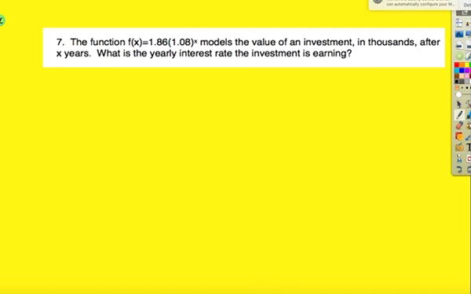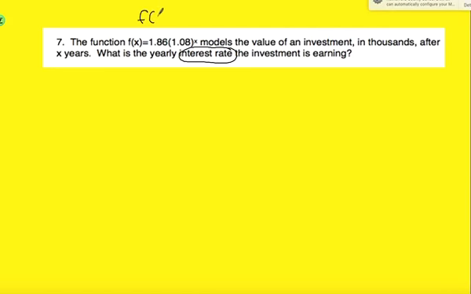Number 7 says the function f of x equals 1.86 times 1.08 to the x models the value of an investment in thousands after x years. What is the yearly interest rate the investment is earning? So this question is asking us for the interest rate, which means that if we think back to how an exponential is written, f of x equals a times b to the x, the b would be our interest rate. So I'm going to look for what the b would be in the function that I'm given. So b is equal to 1.08.